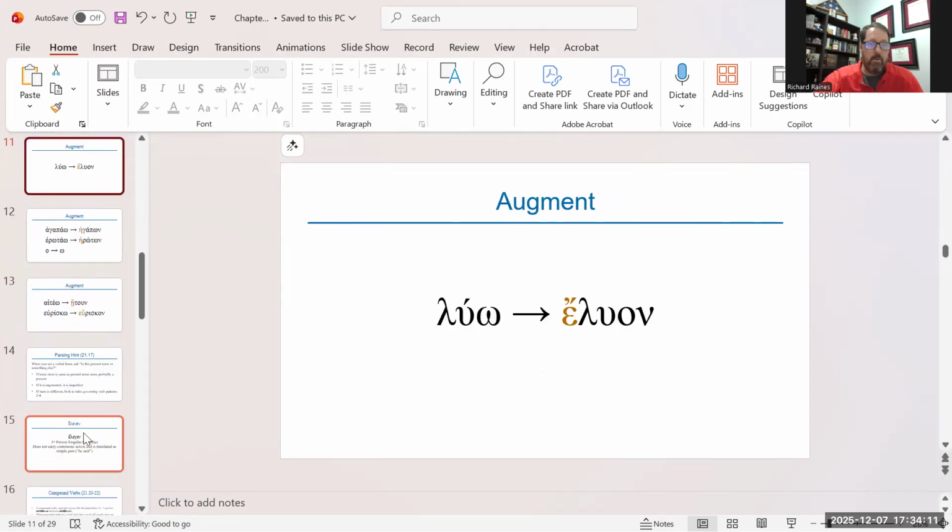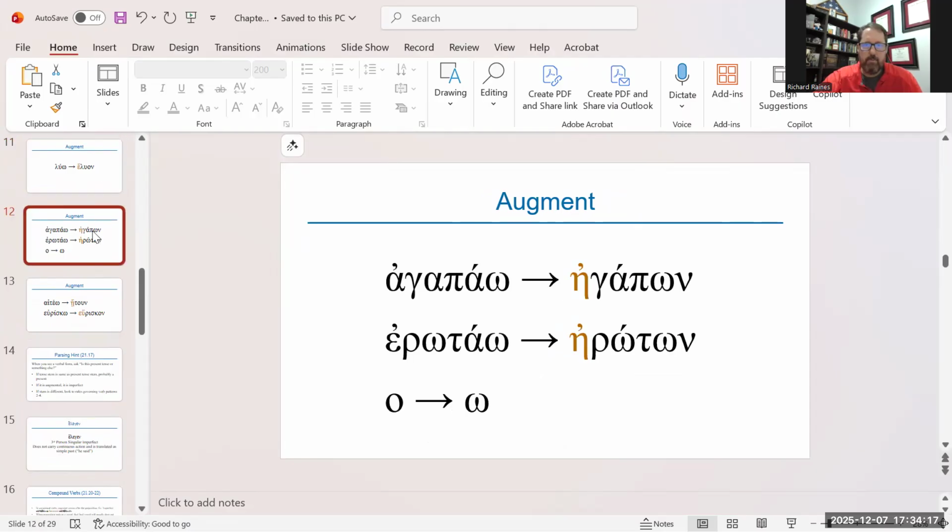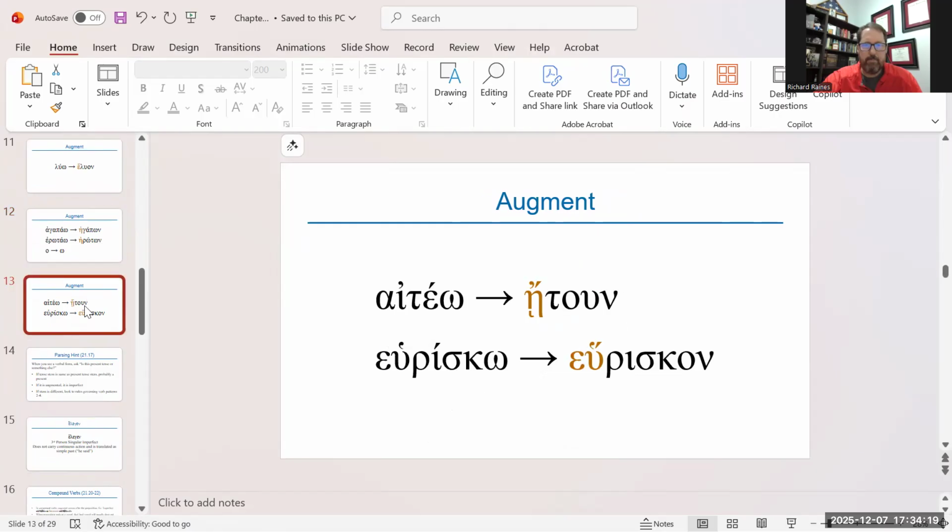And here you go. This is just showing you how those augments are working. Same thing we just looked at. But memorize those rules at the top of page 229 and you'll be fine.